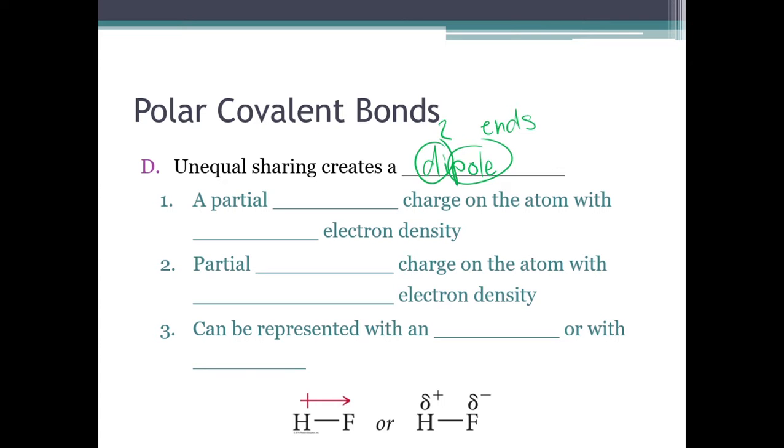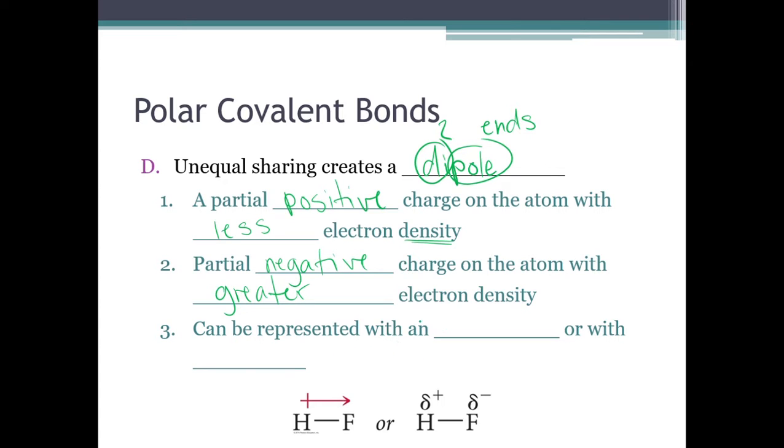A dipole is two ends of a bond or two ends of a molecule that have partial charges. So there's going to be a partial positive charge on the atom with less electron density. So remember, electrons are negative, so something with fewer electrons is going to be less negative or more positive. Not completely positive, it's not getting its electrons stolen, they're just sort of shifting away from it a little bit. So that's a partial positive where there are fewer electrons, which we call less electron density, and there will therefore be a partial negative charge on the atom with the greater electron density.